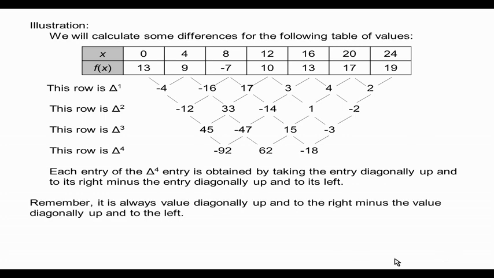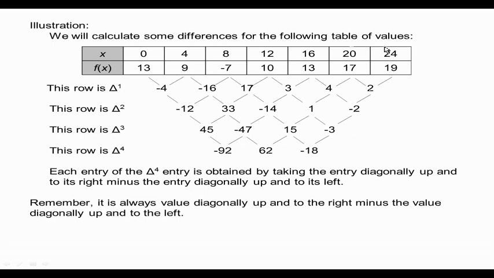So remember, it's always up and to the right minus up and to the left. This table, if we actually were to just write the y's without this functional table, is sometimes called a lozenge diagram. Because it's supposed to make a diamond, kind of like a lozenge, a cough drop. So anyway, that's how we calculate the differences. This is probably the easiest way to calculate the differences.